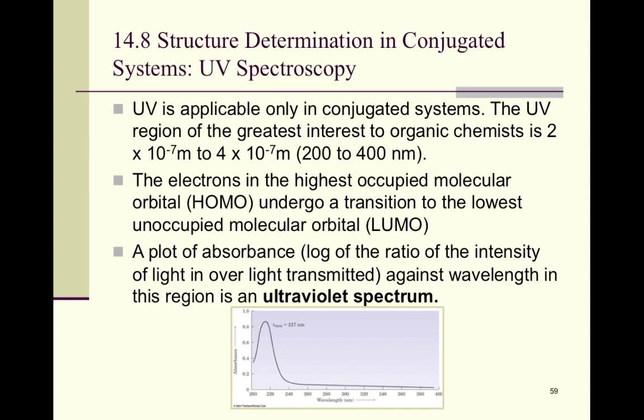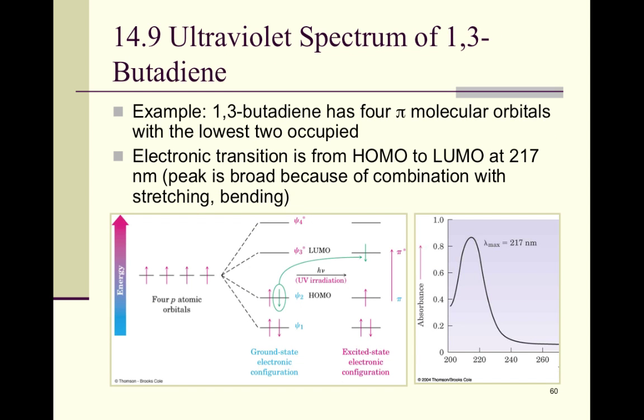UV spectroscopy is a plot of the absorbance, the log of the ratio of the intensity of light in over light transmitted, against wavelength. This region is known as the ultraviolet spectrum. In this example, we can see we have just one peak, and the peak right here is at 217. The ultraviolet spectrum of 1,3-butadiene, it is a conjugated system, the same one we've been talking about. So in this example, we have 4 pi molecular orbitals with the lowest 2 occupied. The electronic transition is from HOMO to LUMO at 217 nanometers, and the peak is broad because of a combination of bending and stretching.